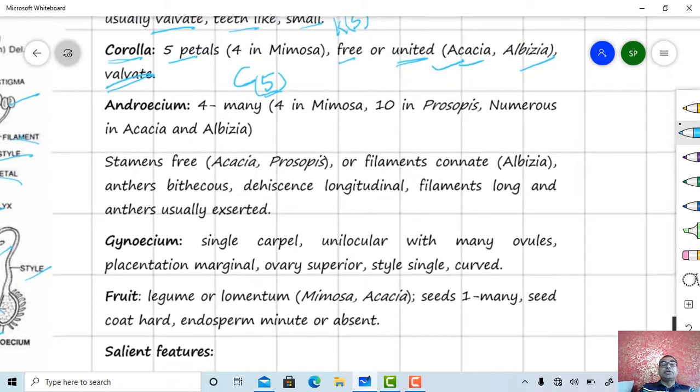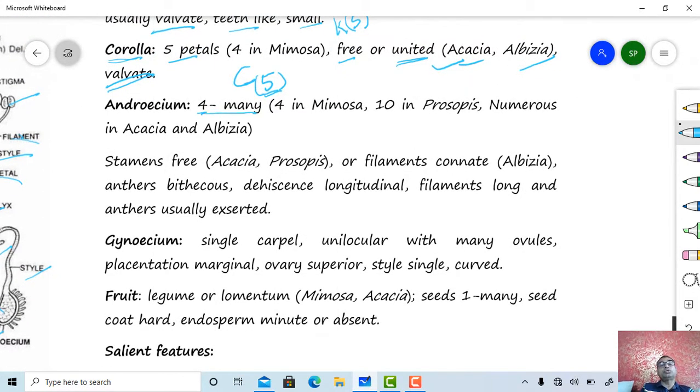In case of androecium, stamens may be 4 to many. In the majority of cases, more than 4 stamens are present. In Mimosa, only 4 stamens are present. 10 stamens are present in Prosopis, while numerous stamens are present in the majority of genera of Acacia, like Acacia and Albizia. In Acacia and Prosopis, stamens are free. That means polyandrous condition is present. In case of Albizia, filaments connate, anthers free, monoadelphous condition will be present.